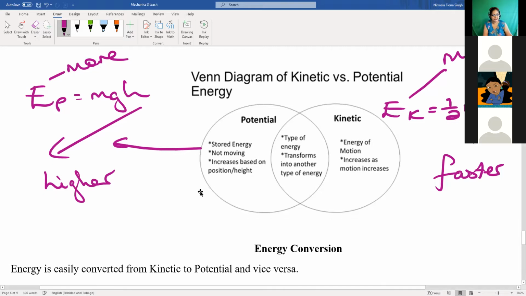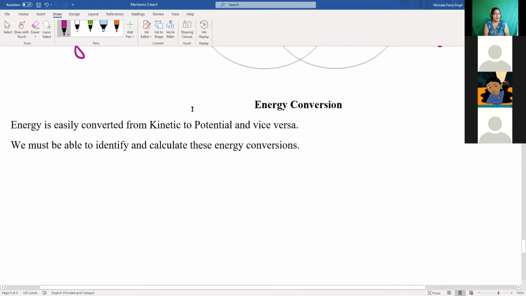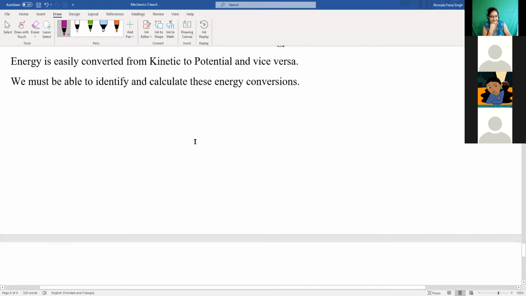Energy conversion. Energy is easily converted from kinetic to potential and vice versa. So we can take kinetic energy and convert it into potential, and we can take potential and convert it into kinetic. We must be able to identify and calculate these conversions.